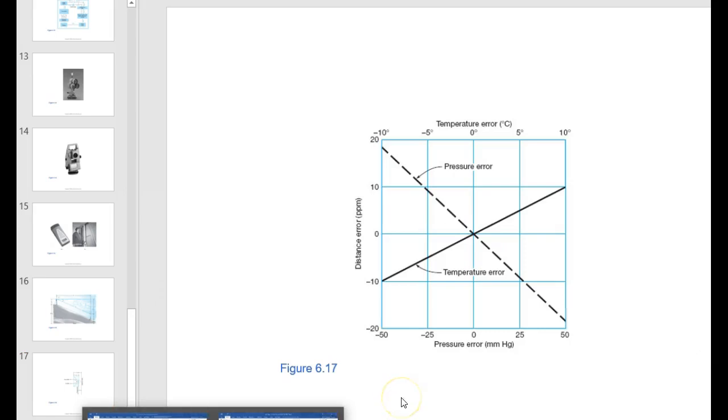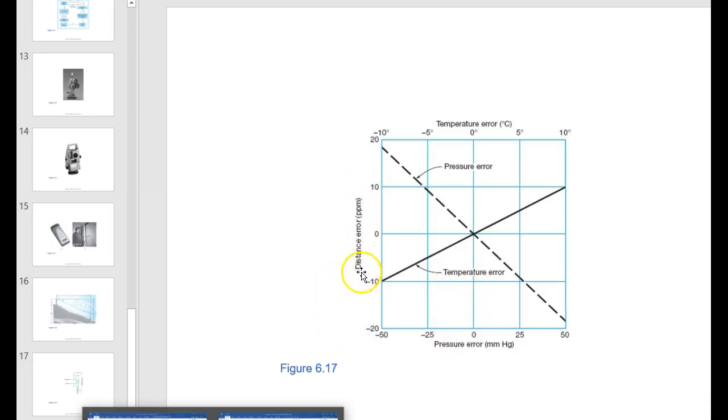Now, we just got through working with steel tapes, and we talked about the corrections that you need to make for steel tape. We had a temperature correction, a pull correction or tension correction, a sag or catenary correction, and a slope correction. When you use a total station, because it's a light wave, there's going to be a little bit of a pressure error and a temperature error.